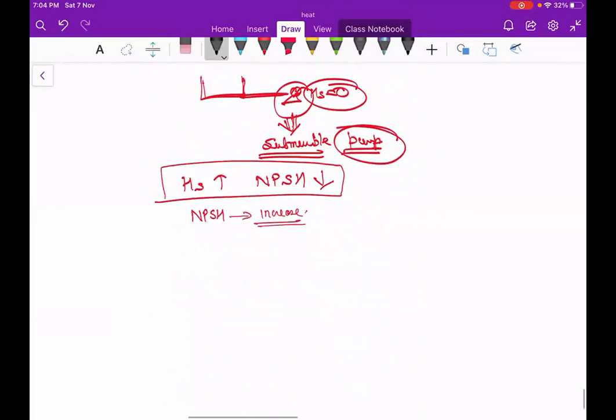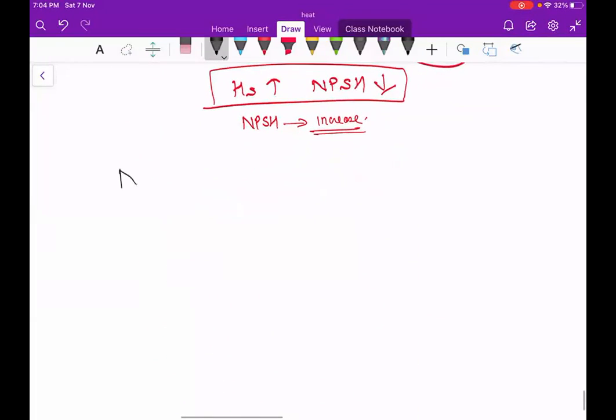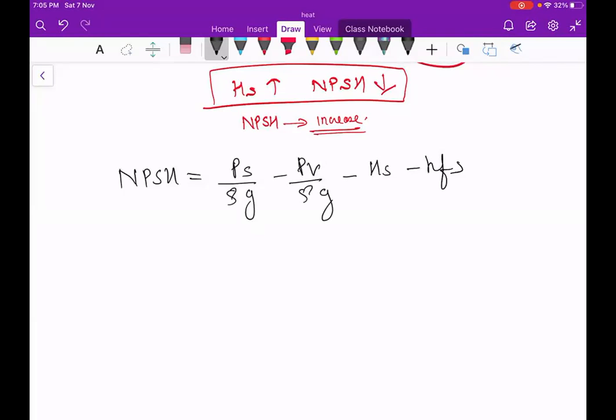So what can you do to increase the NPSH of your pump? The formula is P suction by rho g minus Pv by rho g, minus Hs, minus Hfs. NPSH is the measure of the efficiency of the pump at the inlet in terms of meters. So what can you do to improve the NPSH? Tell me, you can tell from the formula.